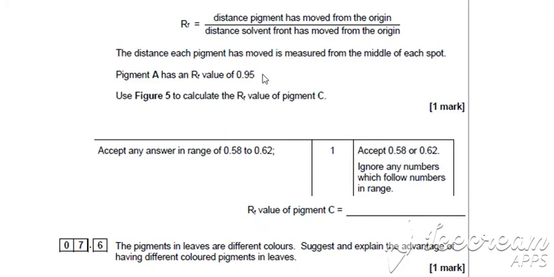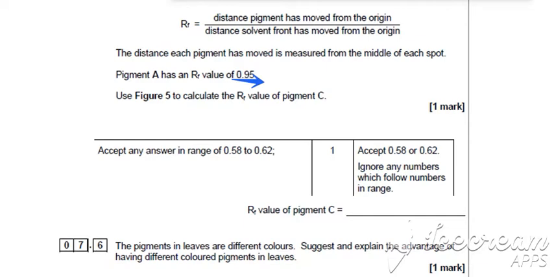So it tells us in the question that the RF value of A is 0.95. So we need to use this RF value. We now know the distance that the pigment has moved from the origin. Therefore, we can now calculate the distance that the solvent has moved from the origin, because we have 0.95 and then we have the distance that pigment A has moved from the measurement that you've got.